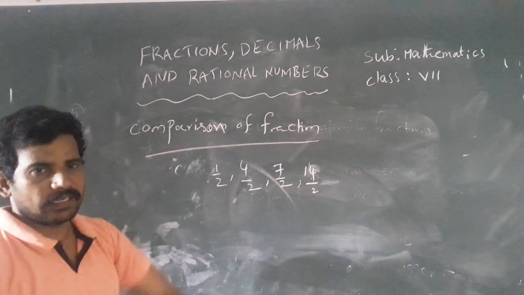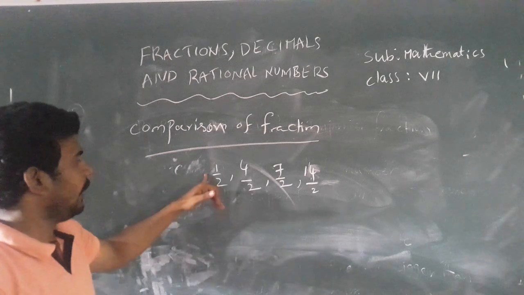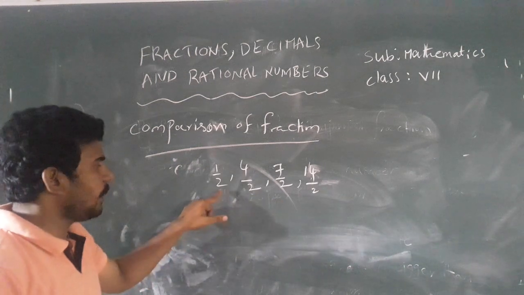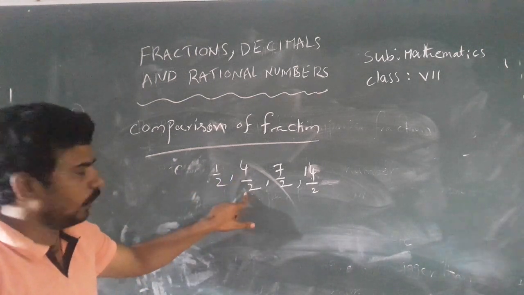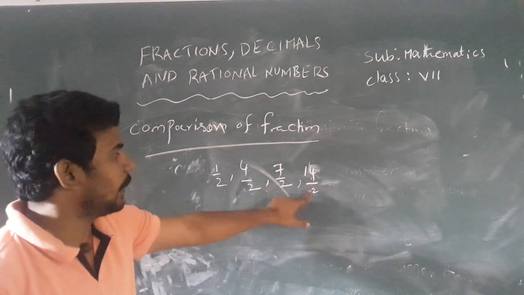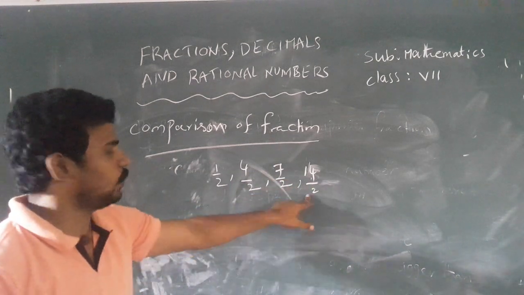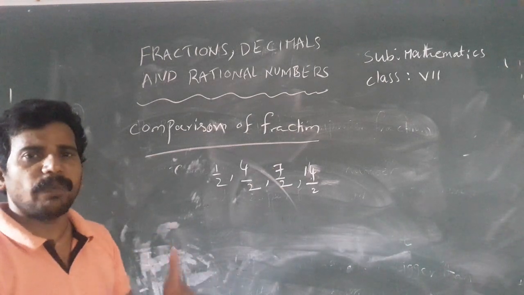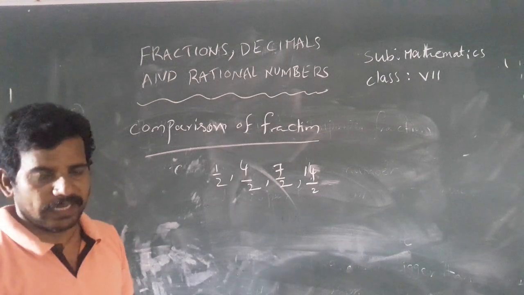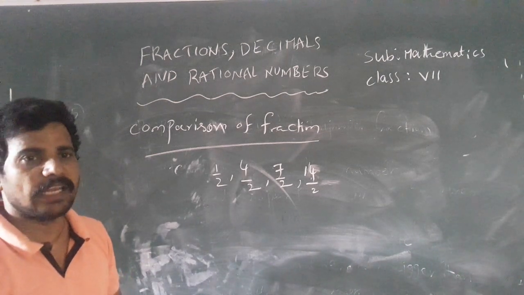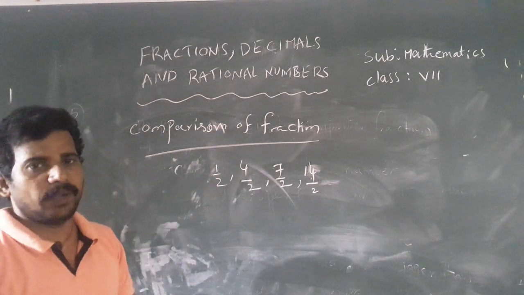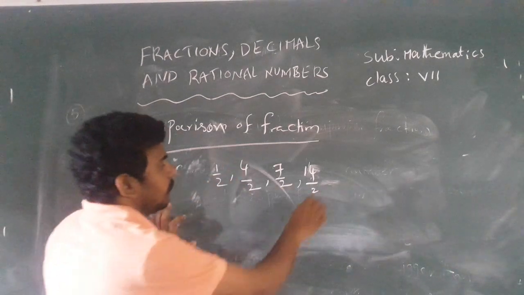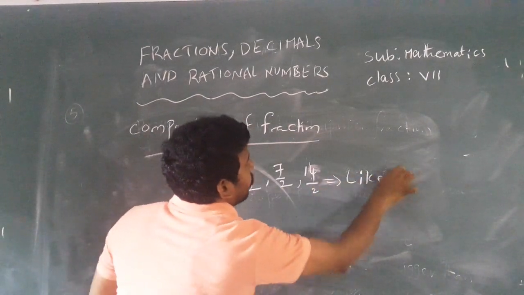Here how many fractions are given? 4 fractions: 1/2, 4/2, 7/2, 14/2. Observe the denominators: 2, in 4/2 also 2, in 7/2 also 2, in 14/2 also 2. So the denominators are the same, and that type of fractions are called like fractions. These are called like fractions.